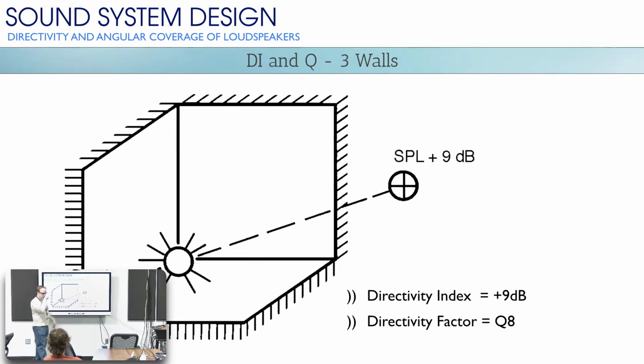So here's the cool thing. Remember I said you get 6 dB per wall with subwoofers? So what if you put the subwoofer in the corner? What would be your directivity index? 18 dB. You can get 18 dB more sound out of that subwoofer without turning a single knob if you just put it in the corner.